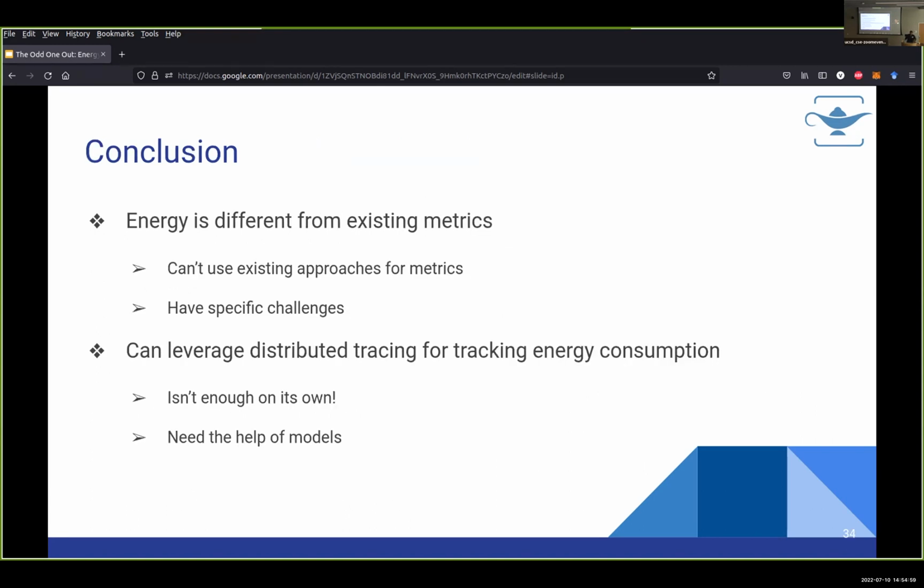The conclusion here is that energy is really different from whatever existing metrics we have. We can't really use existing approaches for metrics, because we have very specific challenges and characteristics for energy. But we can leverage distributed tracing for tracking this energy consumption in this heterogeneous world, and have some tricks for modeling and measurement that will allow us to better track and estimate energy in the cloud setting. Thank you.